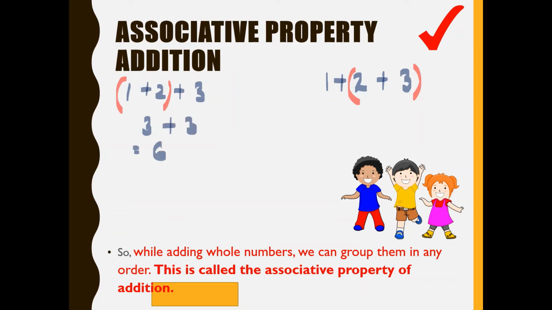Okay, so here I have 1, so I will leave 1. I'll first add this. So 2 plus 3 is how much? 5. And we already have 1 here, so 1 plus 5 is 6. So this shows that the results are the same even if we change the grouping of numbers. So while adding whole numbers, we can group them in any order. And this is interesting, no? And this way you can make your calculations easy.